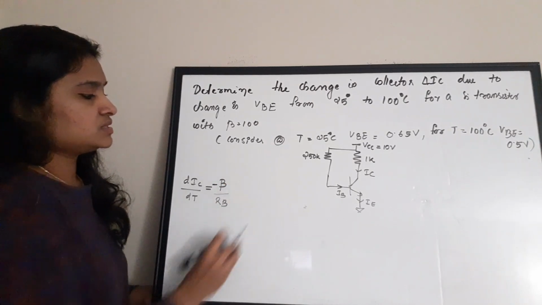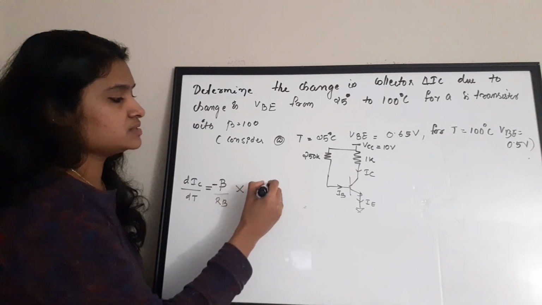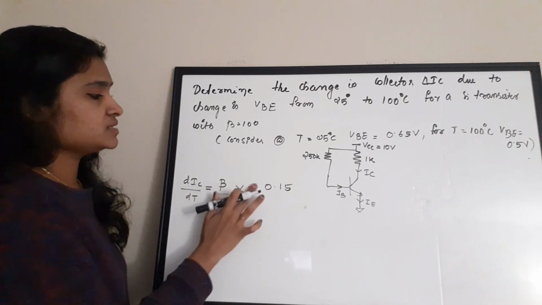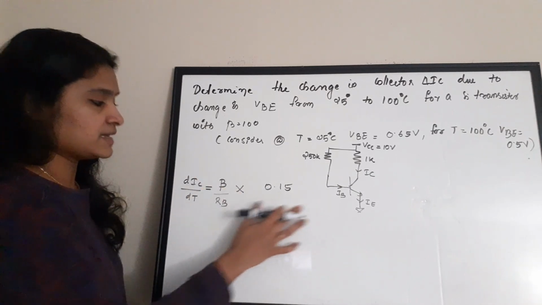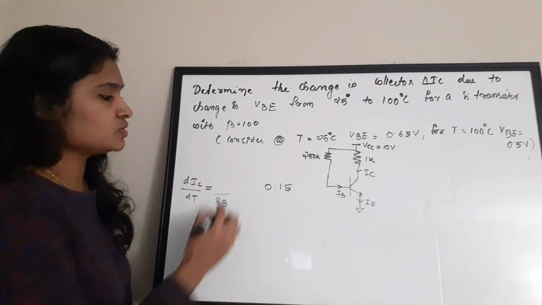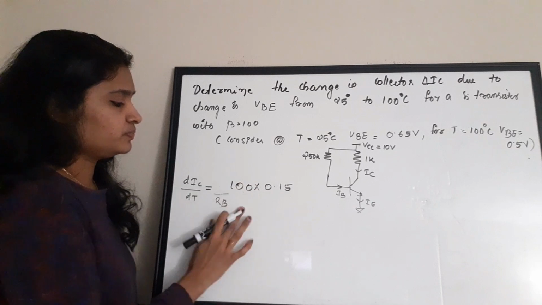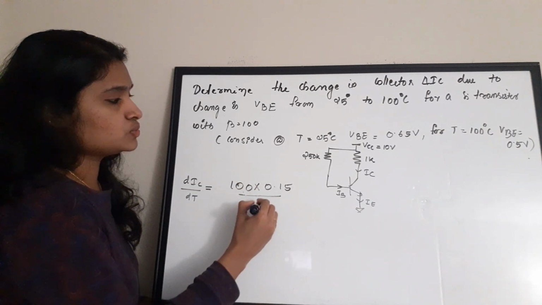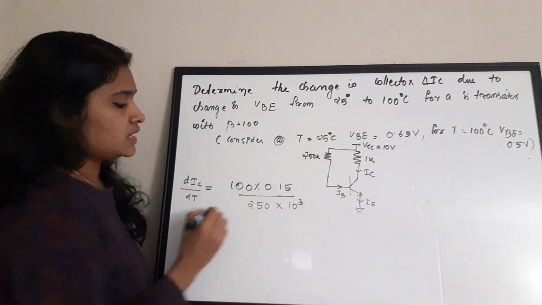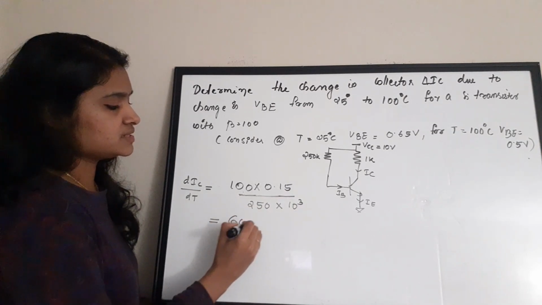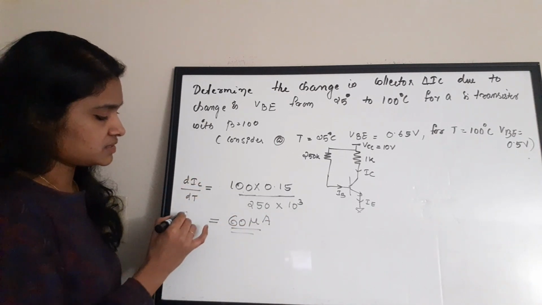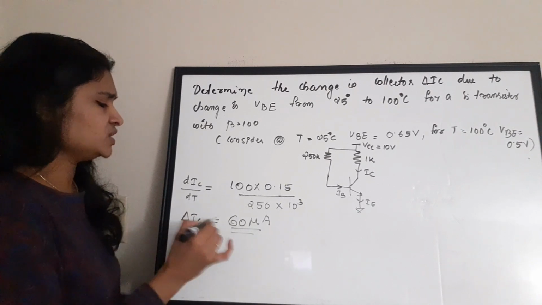So we can remove this and put in minus 0.15. I think it is very clear. Now this minus and minus you can cancel. Now all these things are known to you. Beta is 100. I'll substitute all the terms. 100 into 1 by RB, which is 1 by 250 into 10 raised to 3. And if you solve it, you will get the value as 60 microampere. You can write this as delta IC, just a change in notation.